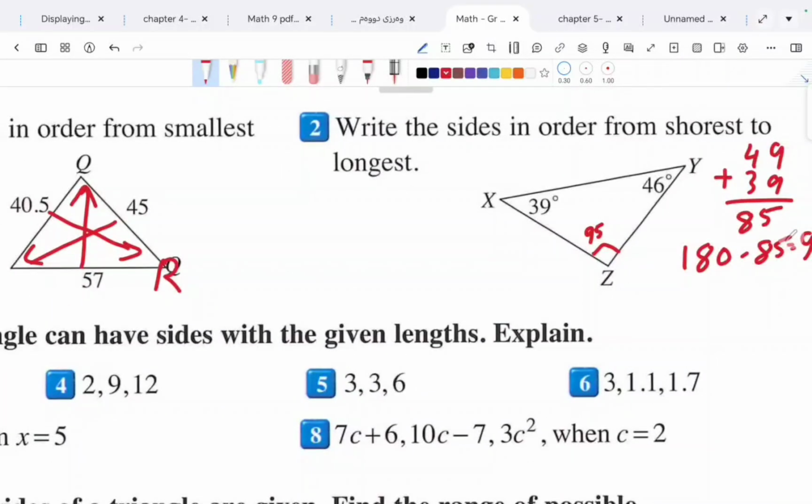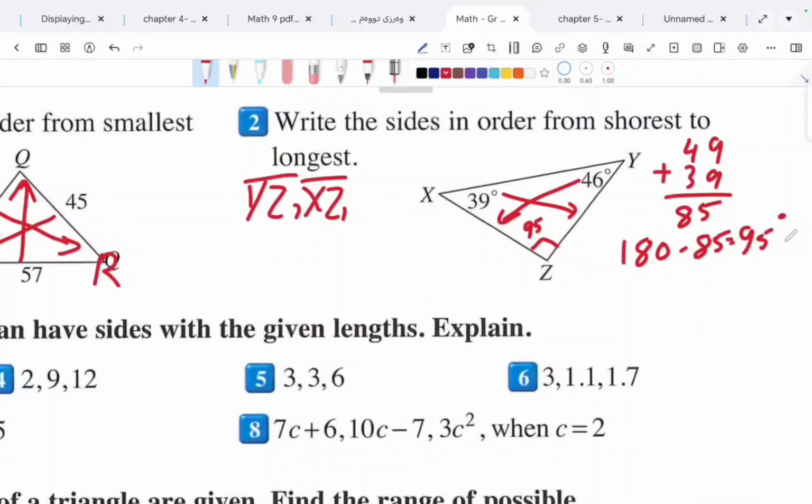Just order the sides together from shortest to longest. So which angle has the smallest measure? It is 39. It's opposite to what? To Y and Z. Then the second smallest angle is 46. It's opposite to XZ. Then the largest angle is 95, and it's opposite to the longest side, which is X1. That's it.